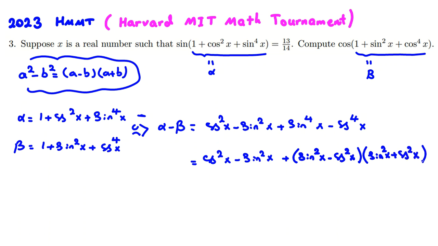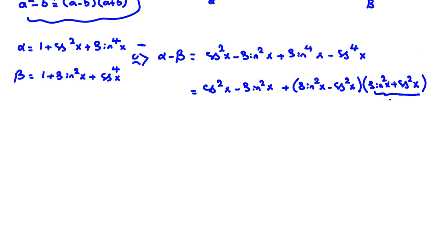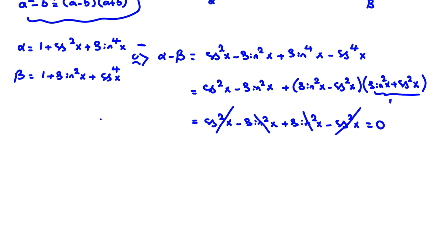By the identity, the most important identity, the result of the Pythagorean theorem, this is 1. So it will be cos squared x minus sine squared x, this times 1, plus sine squared x minus cos squared x. This will be cancelled. It will be 0. So we can conclude alpha equals beta.